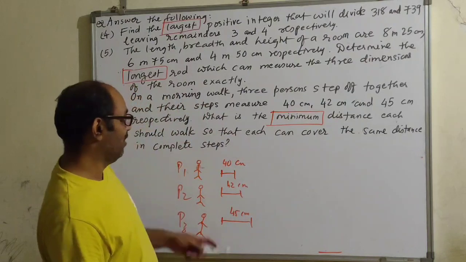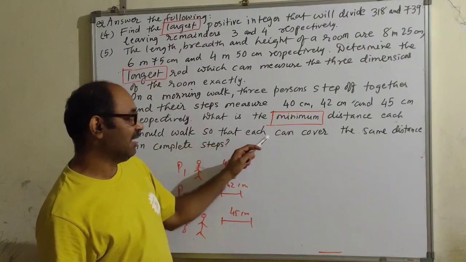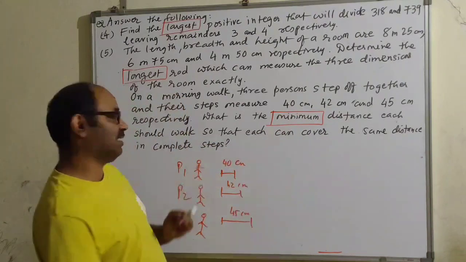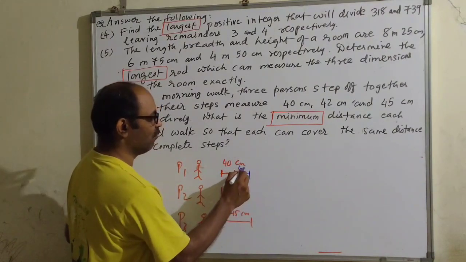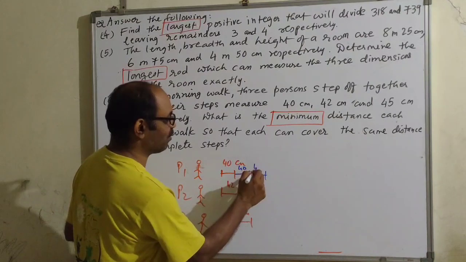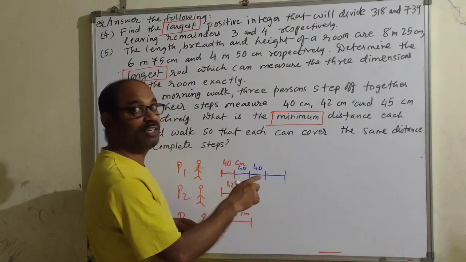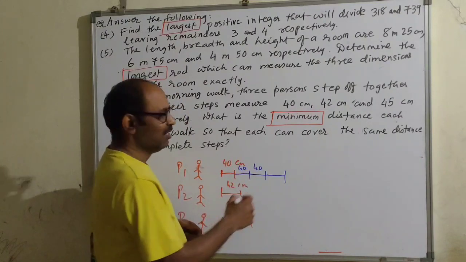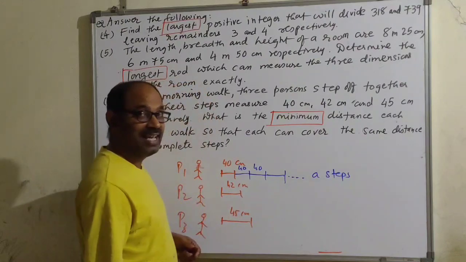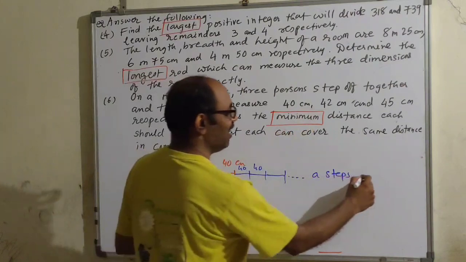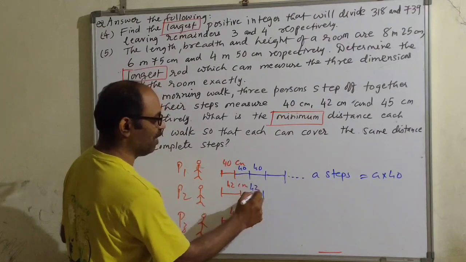Please try to understand. What is the minimum distance each should walk so that each can cover the same distance in complete steps? Say suppose the first one completes 2 steps, so 40 plus 40. 3 steps, 40 plus 40 plus 40 will be the distance covered. 4 steps, 40 plus 40 plus 40 plus 40, that means 4 times 40. Suppose he completes A steps. How many steps he completes? A. And what is the distance? A times 40.